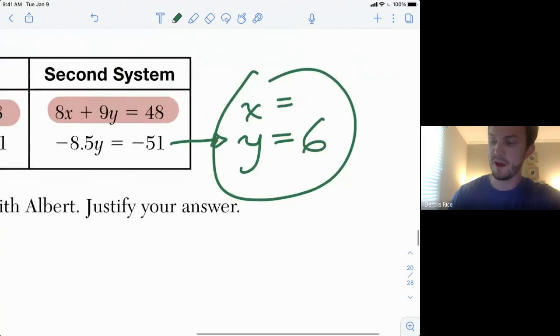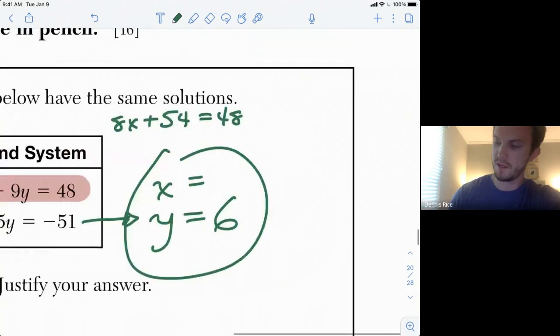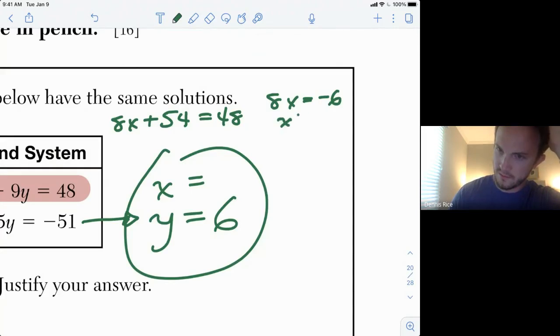So what do we get for x? If you plug in a 6 for y, you get 54, 5y, 54 equals 48. Of course, they make it some decimals here. We get 8x equals -6, or x equals -3/4, -6/8. All right, so that's the answer on the right.